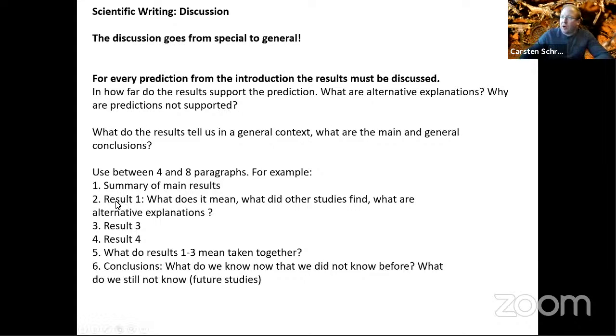And then the second paragraph would be about result 1. What does it mean? What did other studies find? So these are other examples, and what are alternative explanations? And then here should be written the general conclusion out of it, the terminator sentence. The same for results 2 and 3. And then, depending on the study, there can be 1 or 2 paragraphs that put these 3 results in general context to combine them before you come to the conclusions. And if you follow this structure, then it should be pretty clear what your study is about.